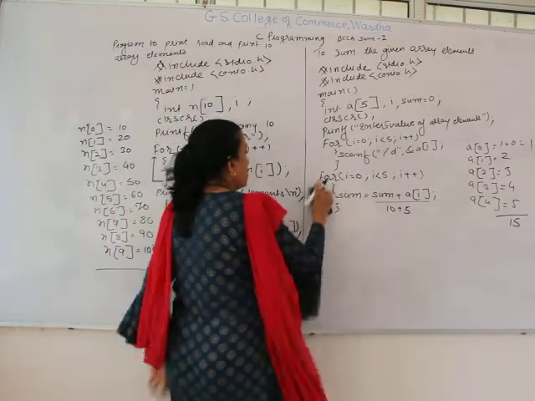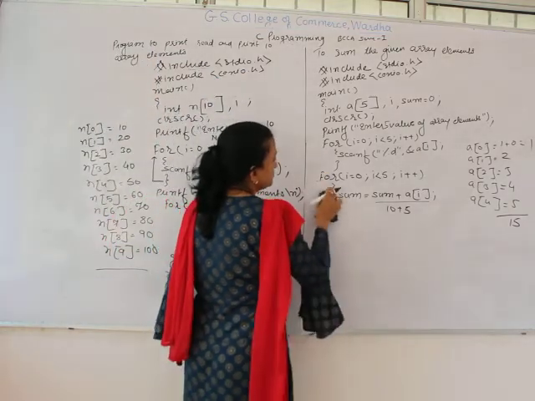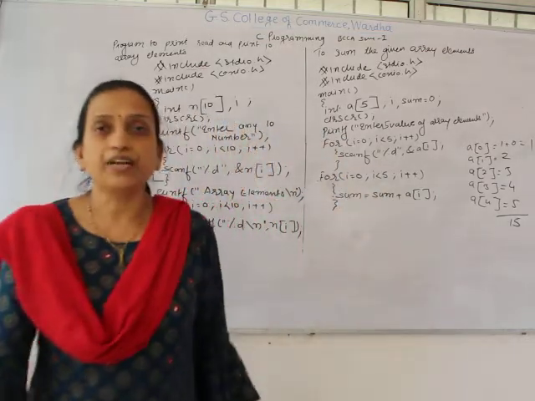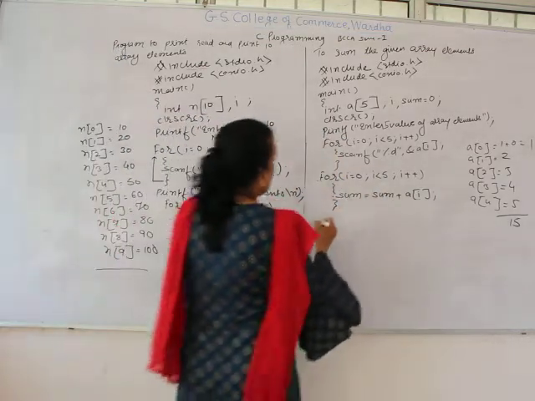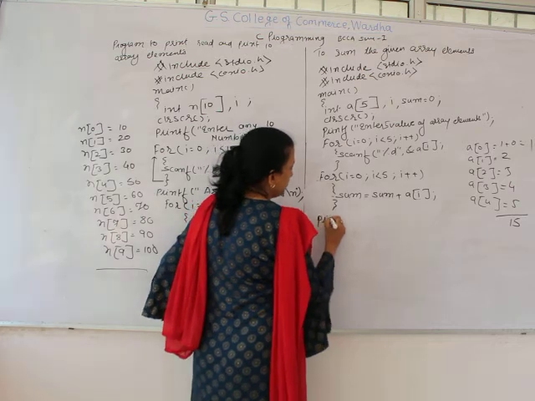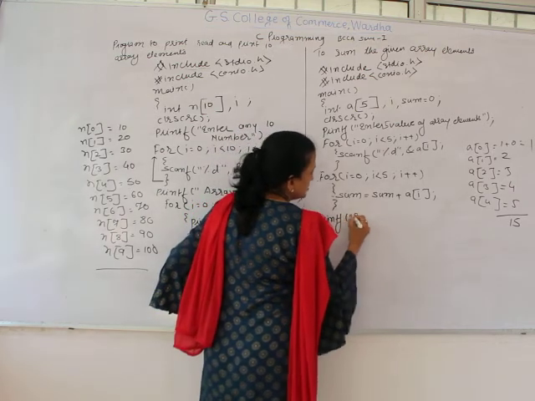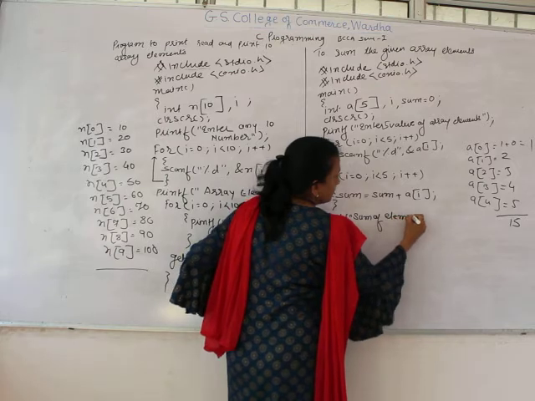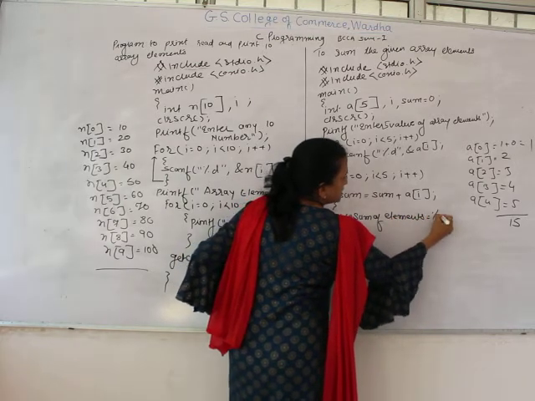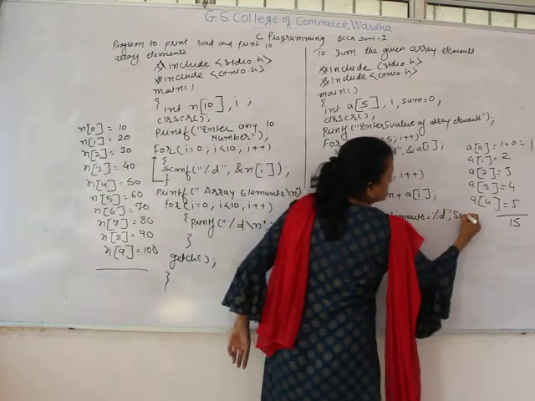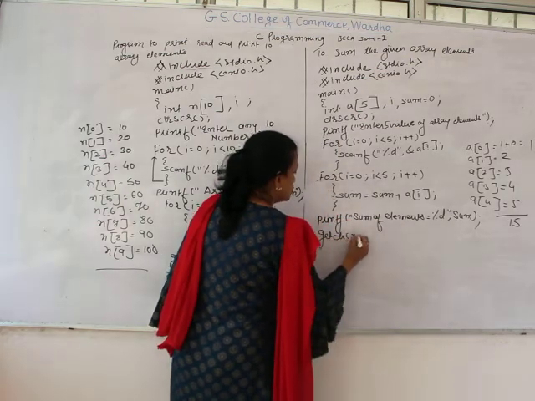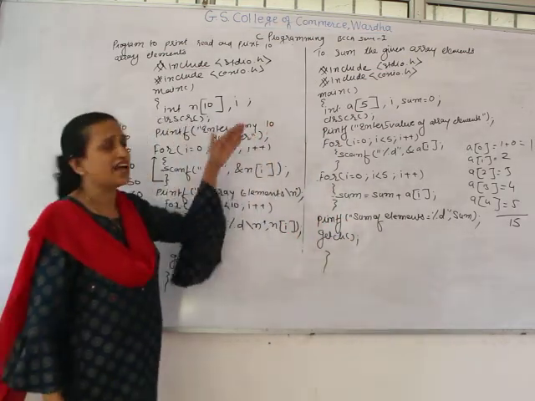So now if you want to print the sum of elements, after the loop write printf, sum of elements equals %d, which is in sum. Okay, so in this way you can access the array elements.